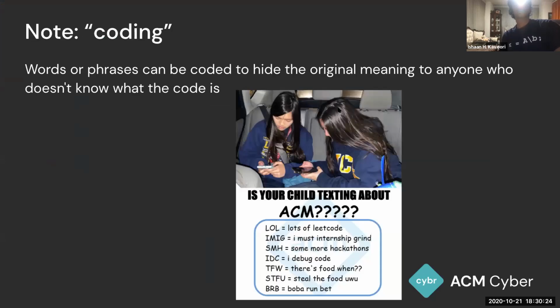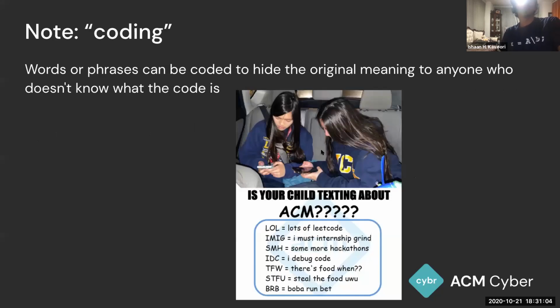And one thing I wanted to mention, the idea of coding, which is like using different words or phrases to hide the original meaning. So like saying things like the chicken has flown the coop or the eagle has landed, which wouldn't make sense to anyone who doesn't know what they mean. And yes, to a certain extent, texting lingo is like this because it doesn't make sense to people who don't know what the acronyms actually mean.